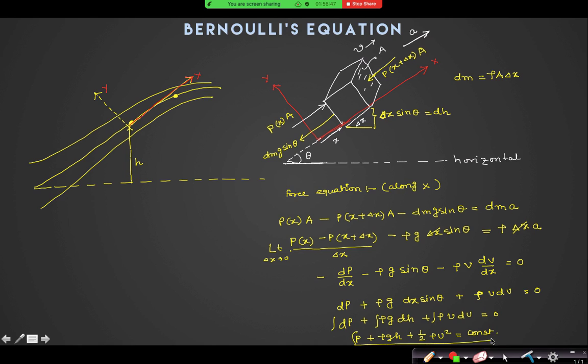Which is nothing but Bernoulli's equation. I have not taken any limit, that is why I have put a constant. Yes, that's the C part.